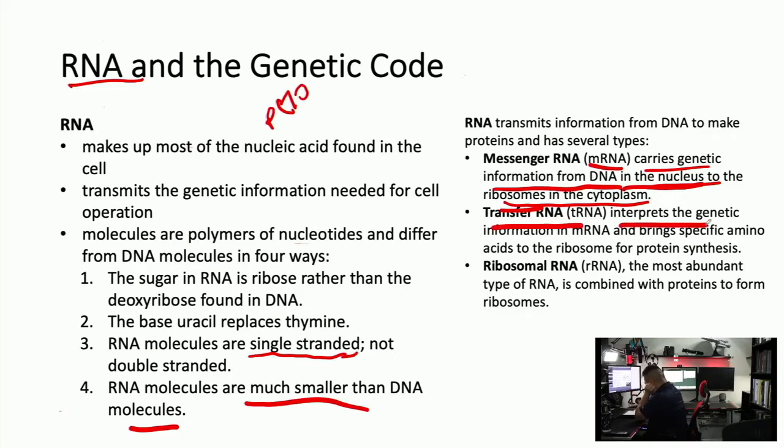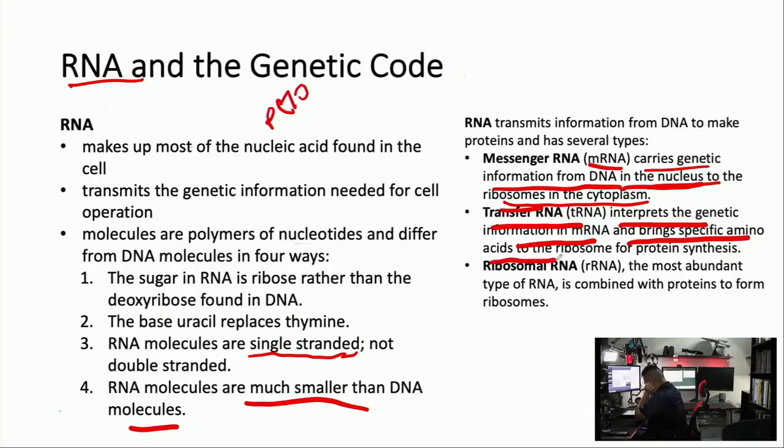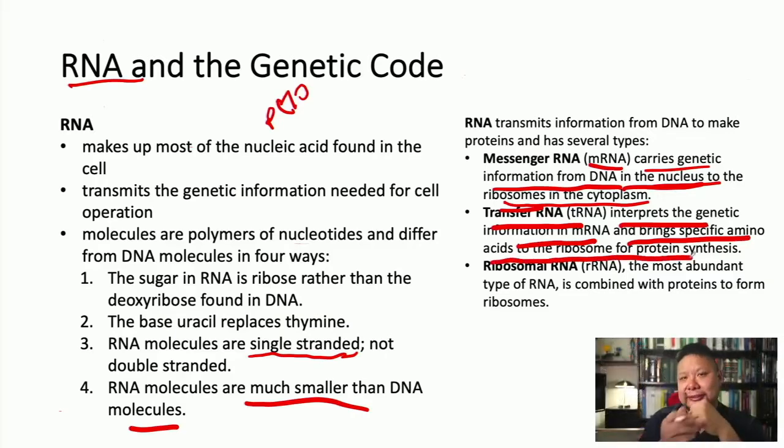Transfer RNA intercepts genetic information in the mRNA, right? And brings in the specific amino acids for the protein synthesis, right? Sorry, I mixed up there. There is something separate. Amino acid synthesis is completely different from protein synthesis, right?